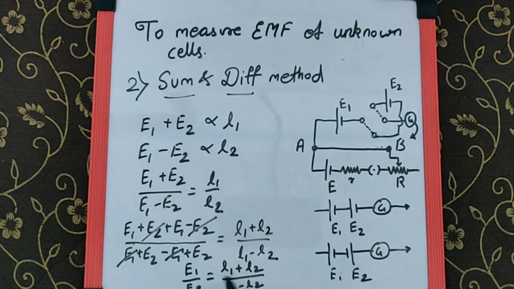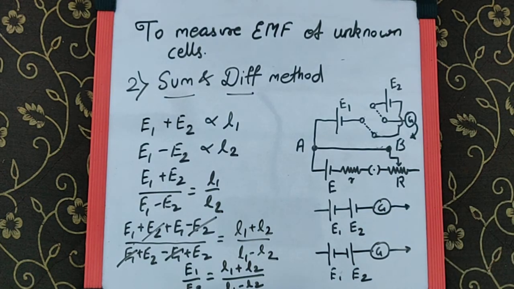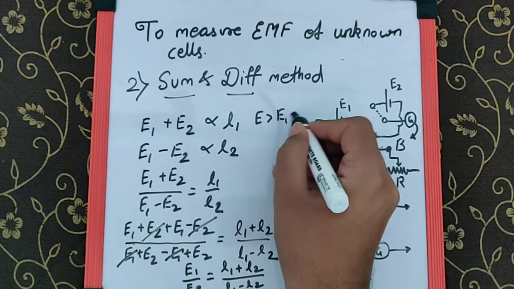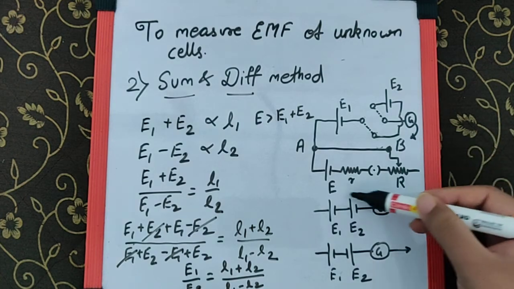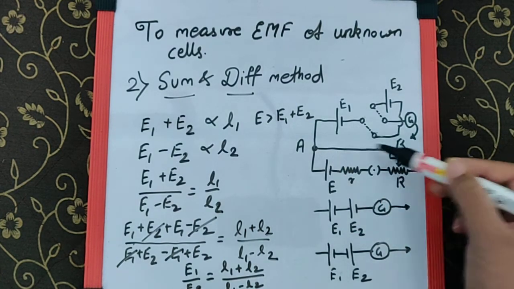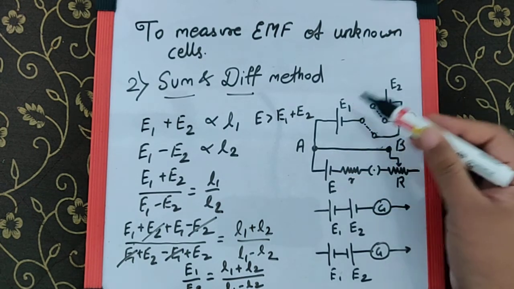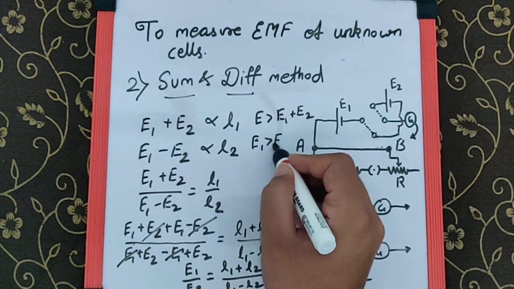So again, if we know one of the EMFs, and obviously we can measure the lengths L1 and L2 from the wire AB, we can find the EMF of the unknown cell. Again over here you need to pay attention to certain points. First point, definitely E has to be greater than E1 plus E2. That is of utmost importance because we are finding the balancing length of E1 plus E2 on wire AB, and that is possible only if the main cell E is greater than E1 plus E2. Moreover, E1 should also be greater than E2.